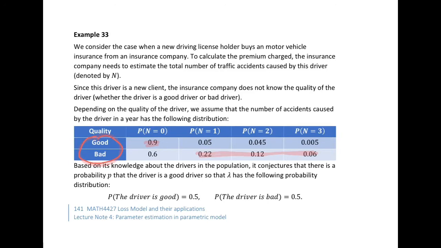As I have said, initially this insurance company does not have any information about the quality of the driver. So to estimate N initially, they will first have an initial guess on the quality of the driver. Let's assume that we have a 50% chance that the driver is good, and a 50% chance that the driver is bad. So this will be our initial guess.